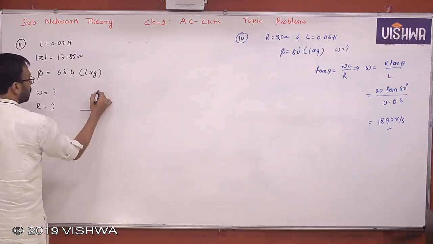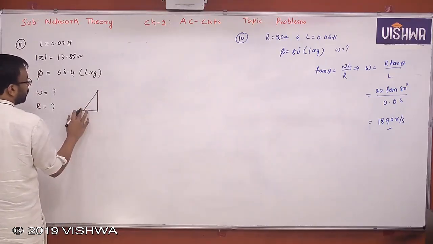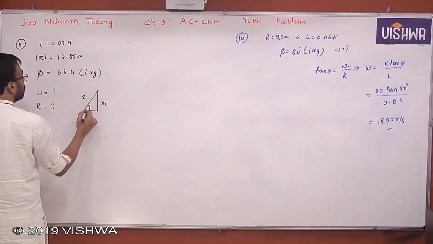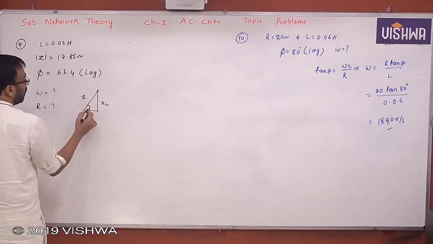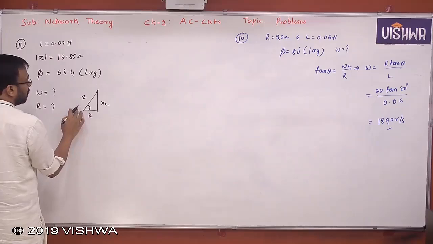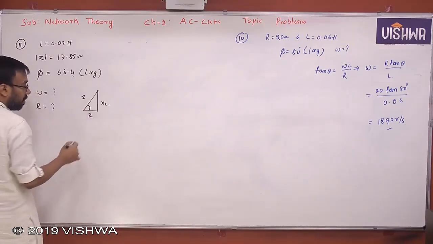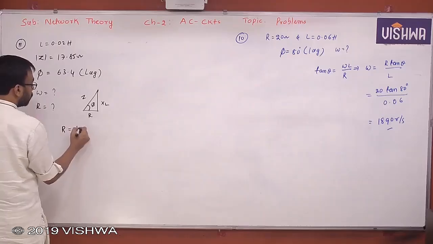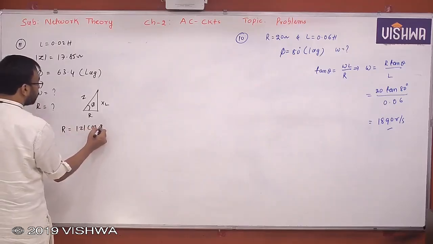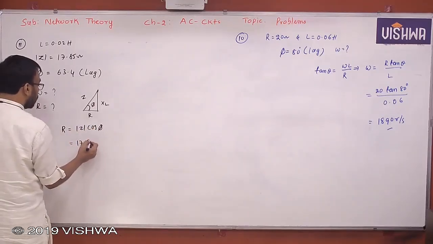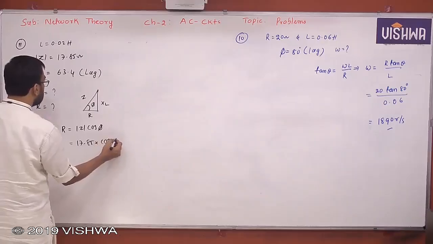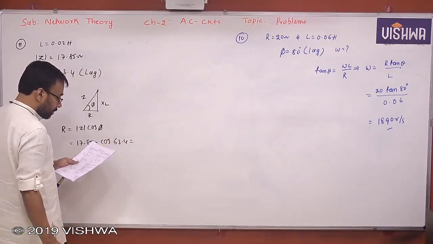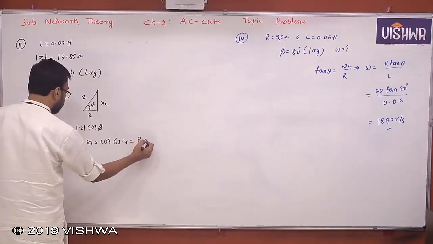Let's consider the triangle of Z. This is R, this is XL, this is Z. Because it says current lags, then impedance is in R plus JXL form, yes or no? So phi. R is equal to Z cos phi. 17.85 into cos 63.4, you will get 8 ohm approximately.